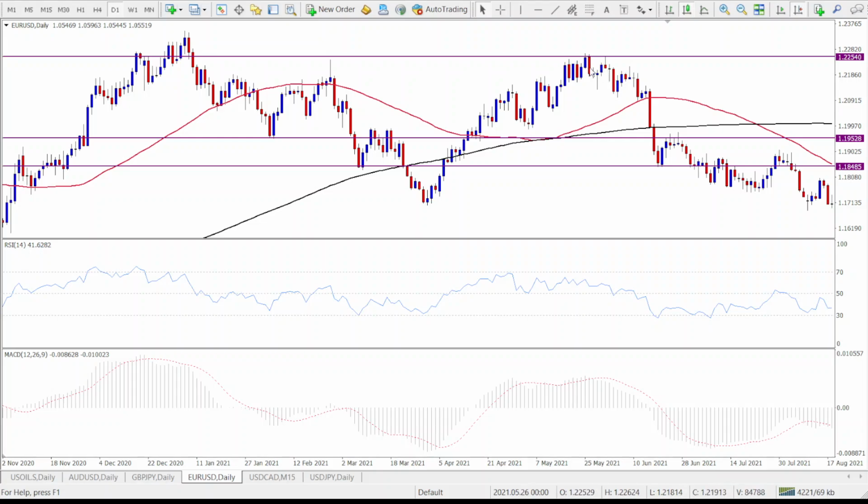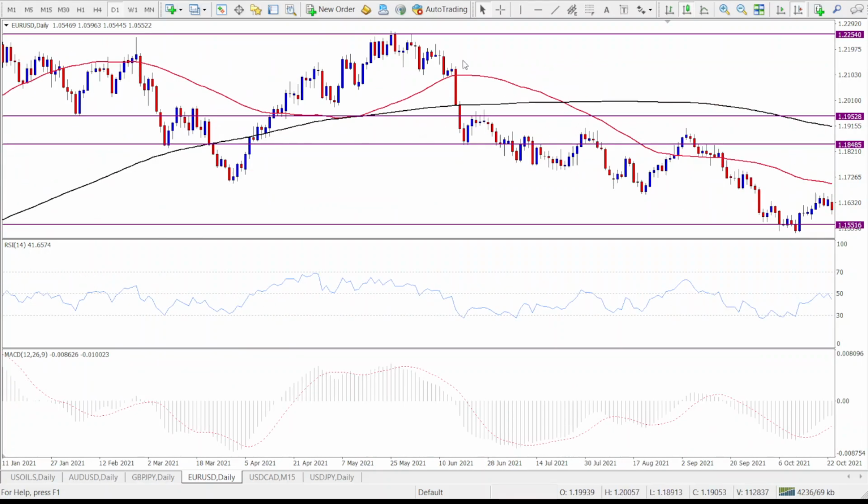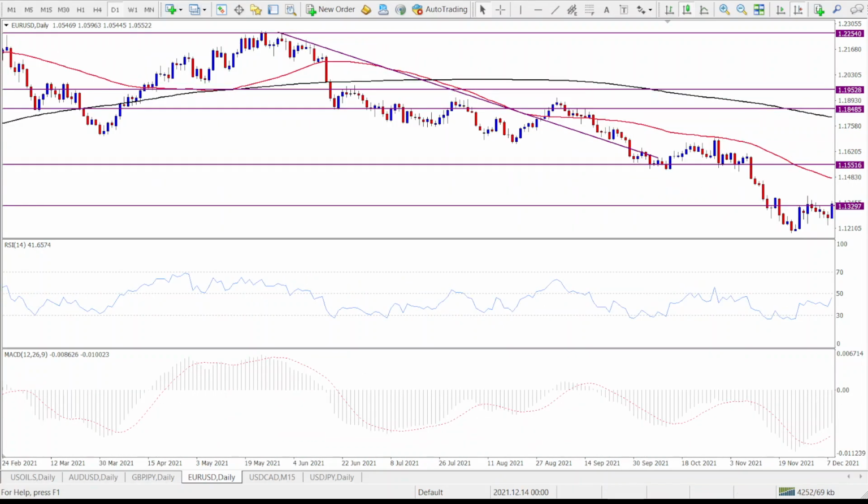For example, here, the price was already at the resistance zone and there was a rejection, and the SMA here confirmed the sell. Can you see? SMA confirmed the sell, right?